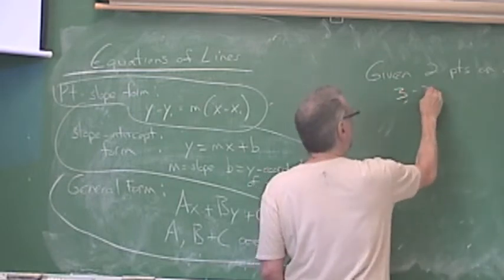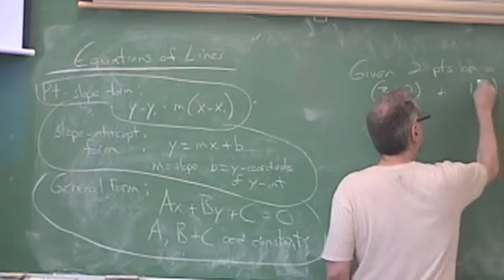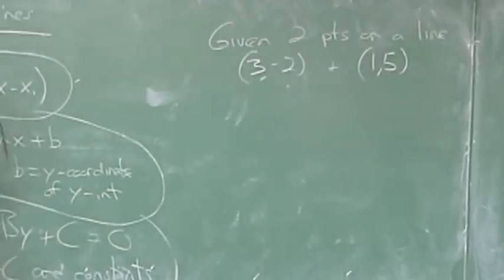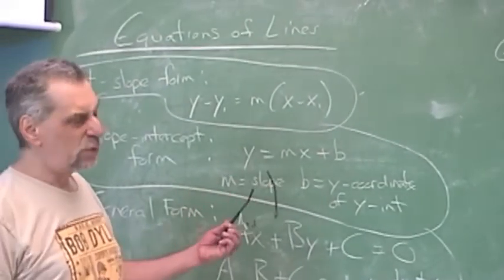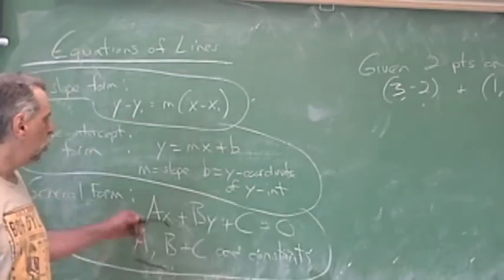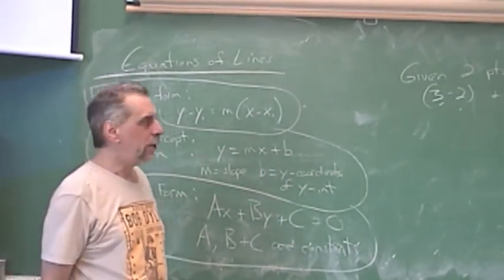Say 3, -2, and 1, 5. And we're asked to come up with the equation of that line in all 3 forms. That's really what we're trying to do. All right, so first we need to find the slope of the line. And we're given 2 points, so that's pretty easy, right?